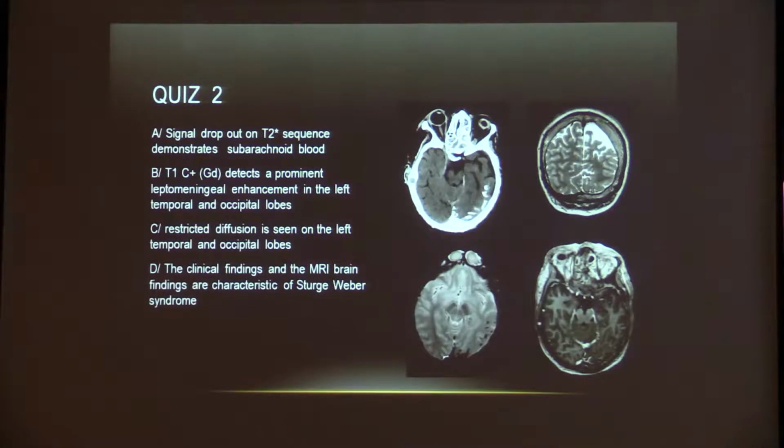And the second quiz. On the MRI, we can detect A, the signal dropout on the T2 star sequence demonstrates a subarachnoid blood. B, the T1 sequence with gadolinium detects a prominent leptomeningeal enhancement in the left temporal and occipital lobes. C, restricted diffusion is seen on the left temporal and occipital lobes. And D, the clinical findings and the MRI brain findings are characteristic of Sturge-Weber syndrome.